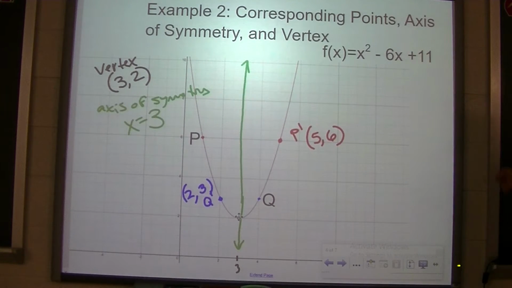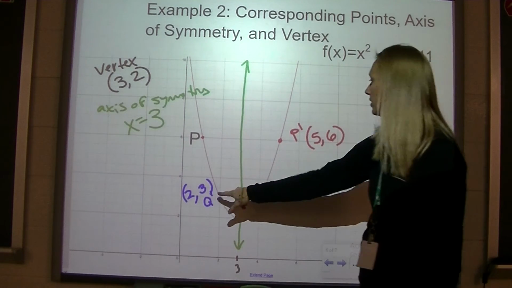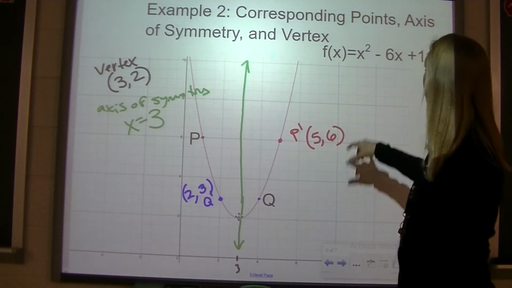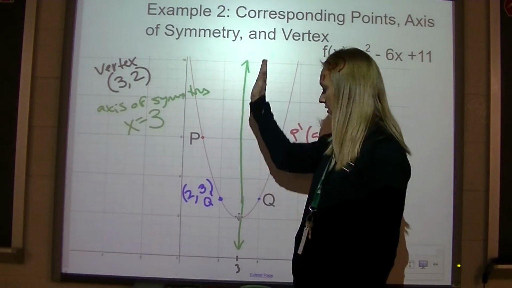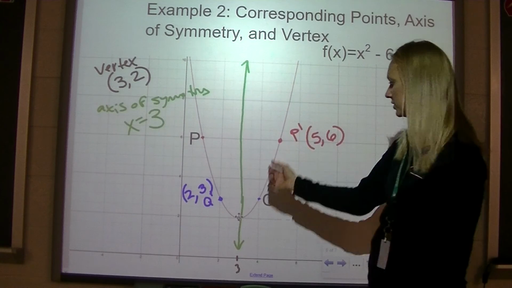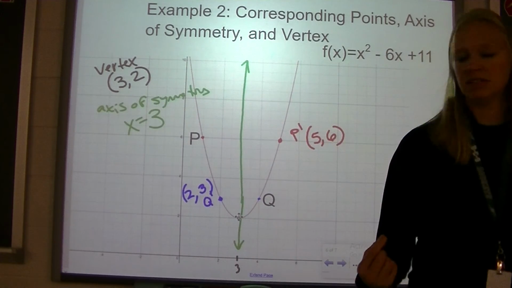So we're finished with this problem. We found the corresponding points. We found the axis of symmetry, the line that goes through the vertex, and we found our vertex, our minimum point in this case.